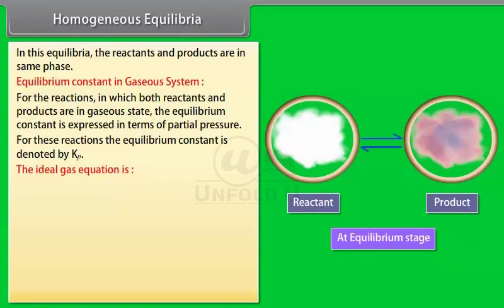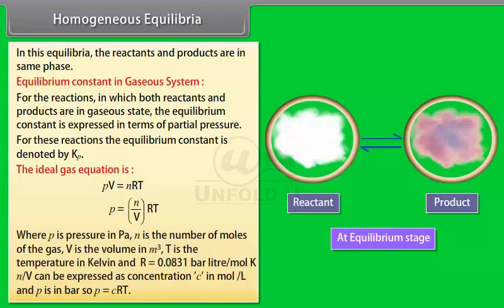The ideal gas equation is PV is equal to nRT. P is equal to n by V RT, where P is pressure in Pascal, n is the number of moles of the gas, V is the volume in meter cube, T is the temperature in Kelvin, and R is equal to 0.0831 bar liter per mole Kelvin. n by V can be expressed as concentration C in mole per liter and P is in bar. So, P is equal to CRT.